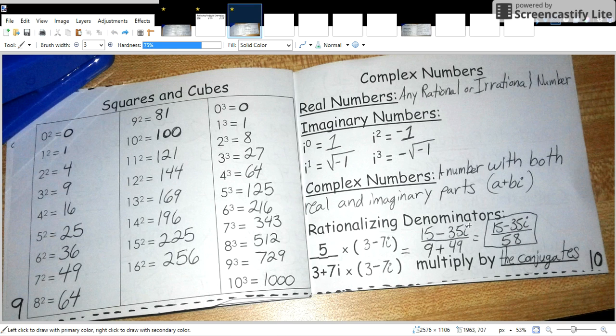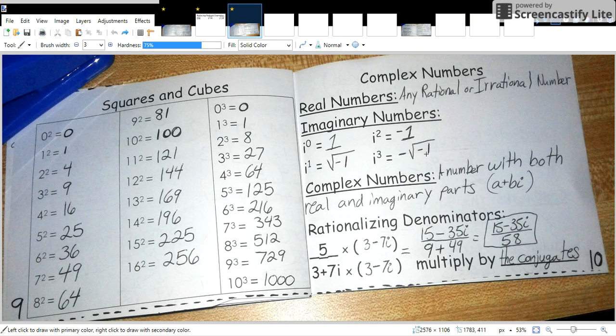For this video, we are going to be reducing radicals. Some of these examples that you'll see will have a negative inside of the square root. Remember, we've been talking about real numbers. A real number is any rational or irrational number.